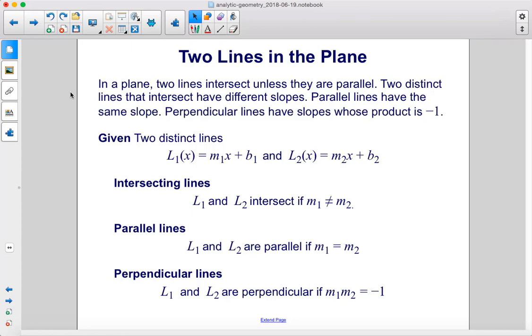Two lines in the plane. In a plane, two lines intersect unless they're parallel. Two distinct lines that intersect have different slopes. Parallel lines have the same slope. Perpendicular lines have slopes whose product is -1.